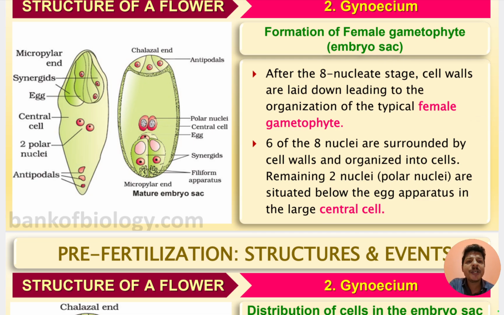Next, after the 8-nucleate stage, cell walls are laid down, leading to the organization of a typical female gametophyte. 6 of the 8 nuclei are surrounded by cell walls and organized into cells. The remaining 2 nuclei, the polar nuclei, are situated below the egg apparatus in the large central cell.